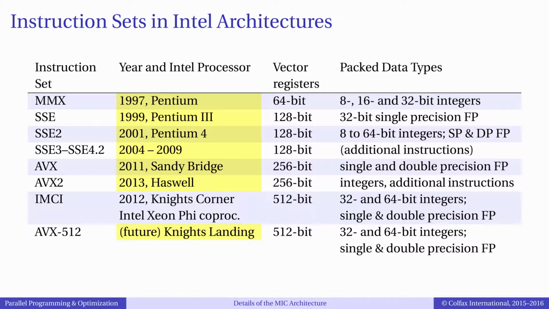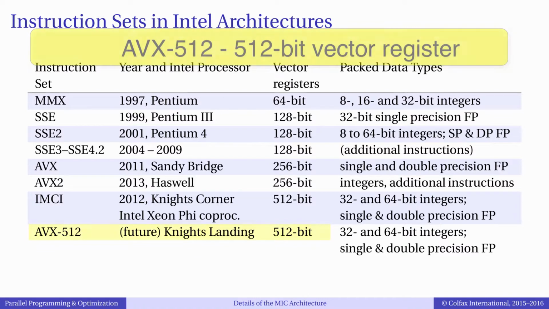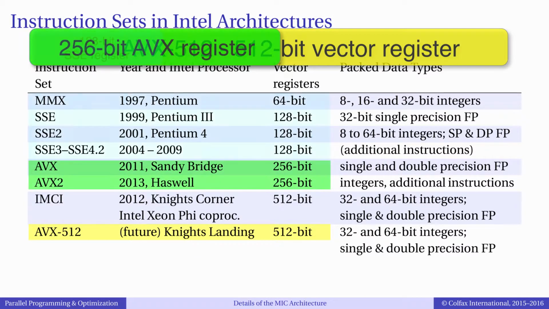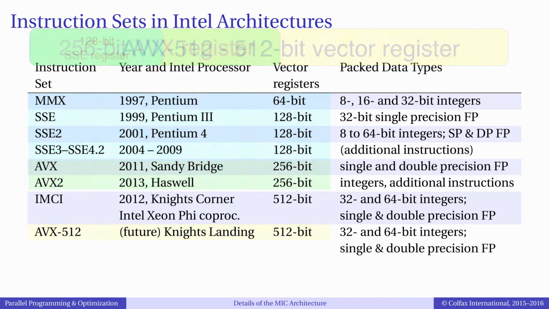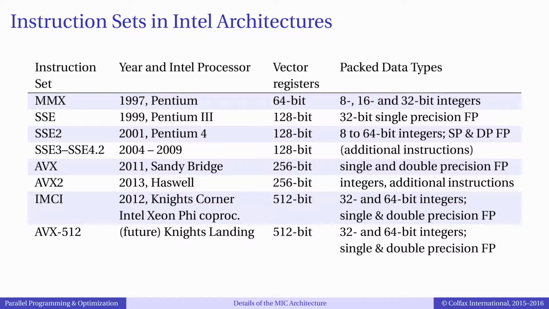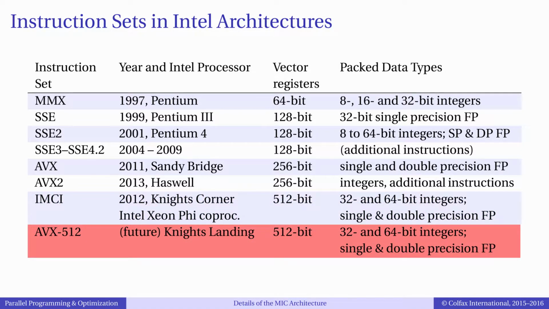However, keep in mind that backward compatibility does not mean full utilization. Without recompiling the code with the correct vector instruction set, only a half or a quarter of the vector register capacity of Knight's Landing will be used. Another important fact is that applications for the Knight's Corner architecture, the first generation of Xeon Phi, will not be binary compatible with Knight's Landing, the second generation.